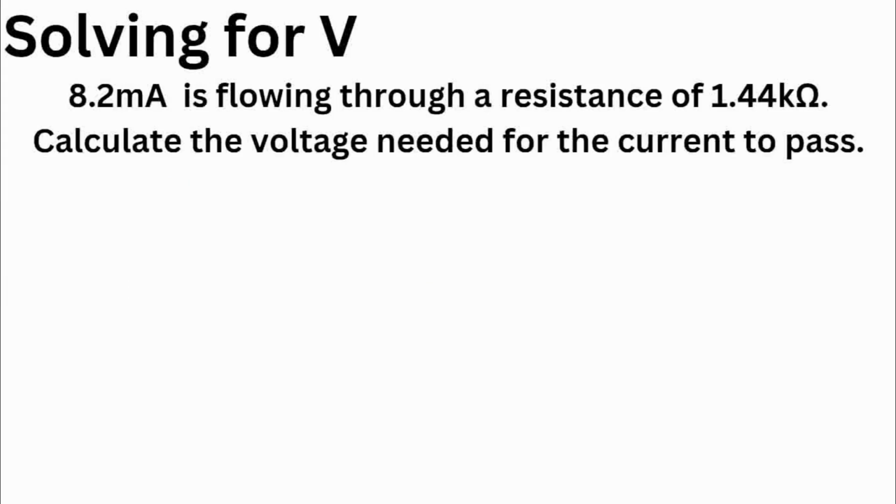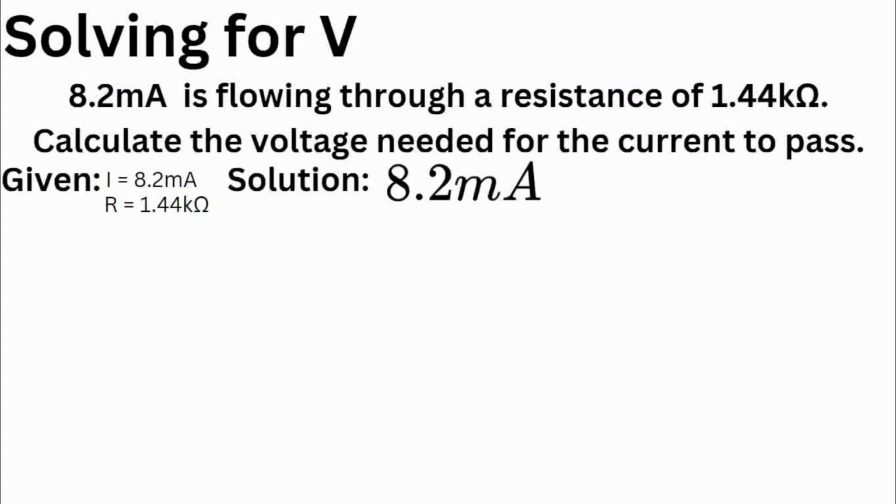Now how about this problem? We've got 8.2 milliamps flowing through a resistance of 1.4 kilo ohms. Now, this M over here, this tiny m, that's milli, by the way. And this K is kilo. You've already seen those before, but just as a review. So, calculate the voltage needed for the current to pass. So what's our given? Our given is a current of 8.2 milliamperes, and our resistance is 1.4 kilo ohms.